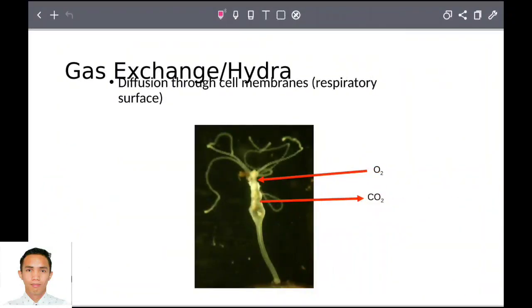Let's go to gas exchange in Hydra. Diffusion occurs through cell membranes, the respiratory surface. Let's check here. Oxygen comes in this area and carbon dioxide comes out in this area. That is the gas exchange in Hydra.